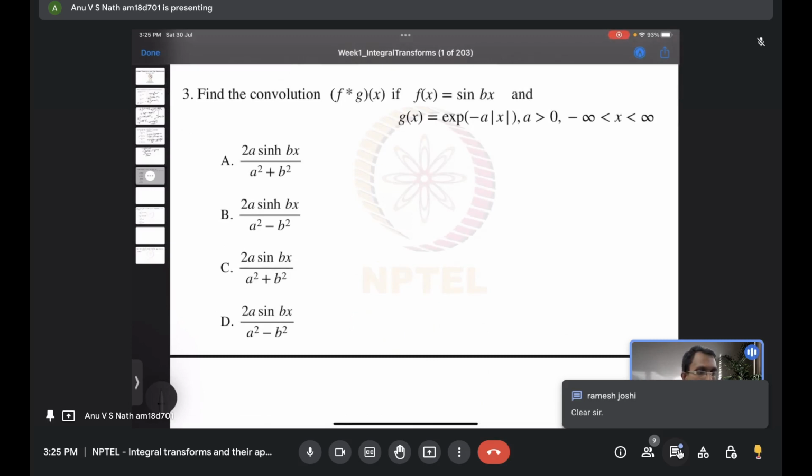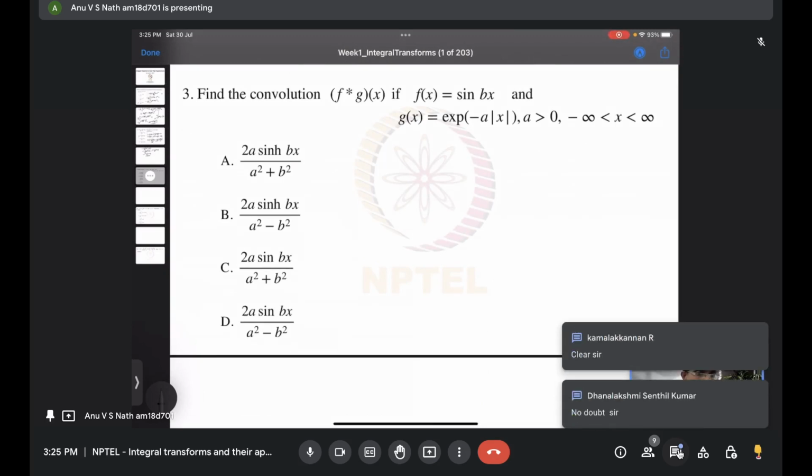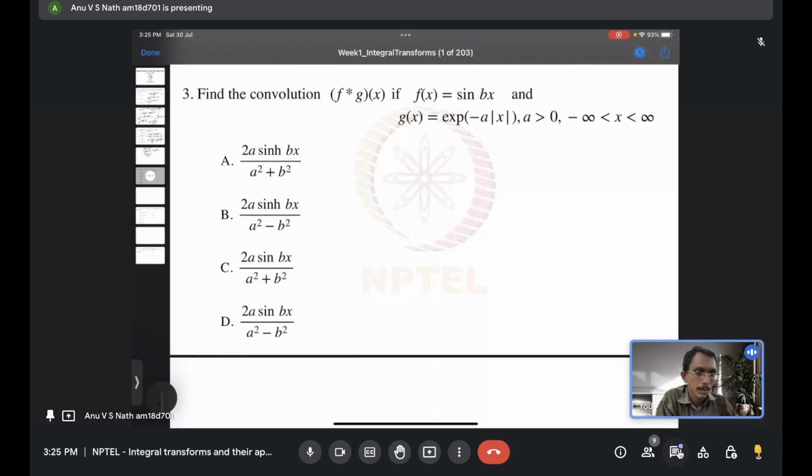Find the convolution f star g of x if f of x equals sin x and g of x equals exponential of minus a mod x for a greater than 0, x in the interval minus infinity to plus infinity. So options are given. You can try it out. I'll wait for some time. Meantime, I will explain what convolution is. Then I will start doing the problem.